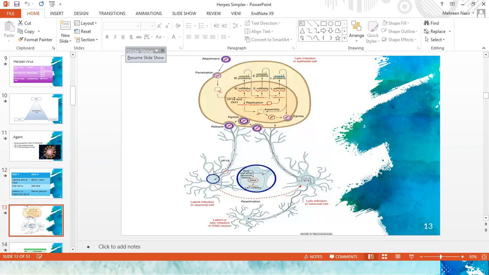This is a picture showing that when the virus attaches and enters the epithelial cell, there is lysis and replication of virus, from which it spreads to the other epithelial cells, and from there it enters the nerves and rests in the ganglion and stays there for life. From time to time, depending upon the person, the virus again goes via retrograde axonal spread and affects the epithelial cells. But the second and third time, the severity of the disease is decreased.